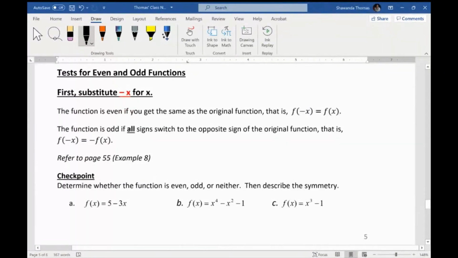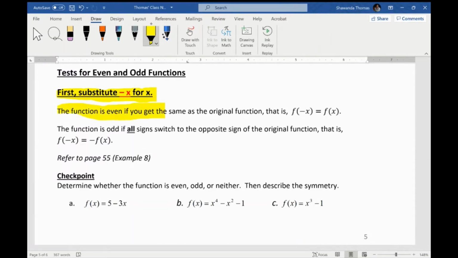All right. Here are the tests for even and odd functions. The first thing we're going to do, we're going to substitute all of our x's with a negative x. The function is even if you get the same as the original function. That is, f of negative x equals f of x. Don't worry, I'm going to explain to you what that means. The function is odd if all signs switch to the opposite sign of the original function. That is, if f of negative x equals negative f of x. All right, here we go.